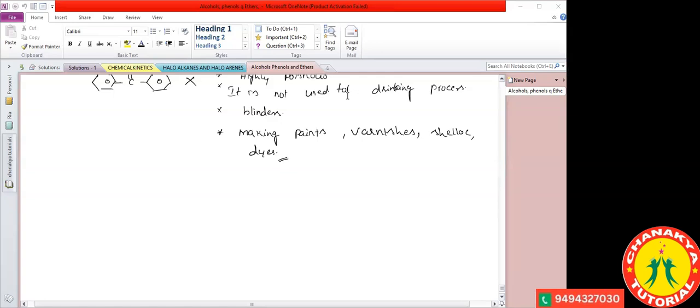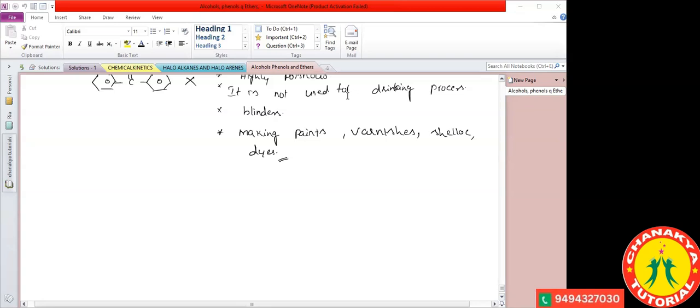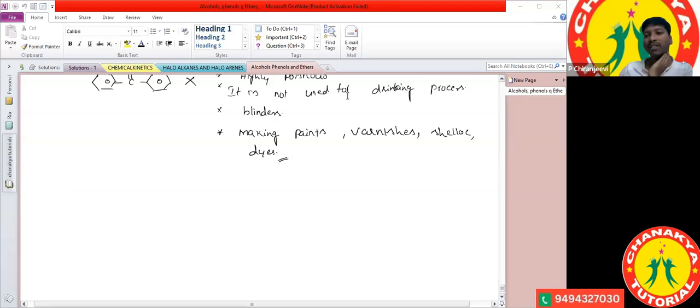Okay, sir. So then, coming to the class. In the last class, we discussed the preparation of methanol. How do you prepare methanol commercially? Commercially, methanol is prepared from water gas. What is meant by water gas? Water gas is a mixture of carbon monoxide and hydrogen.